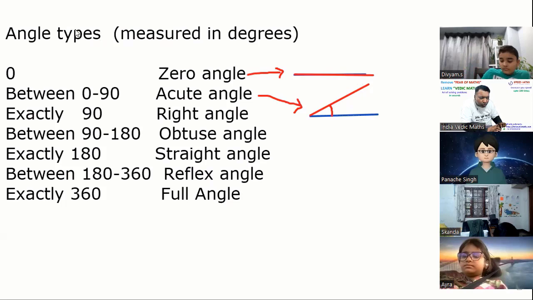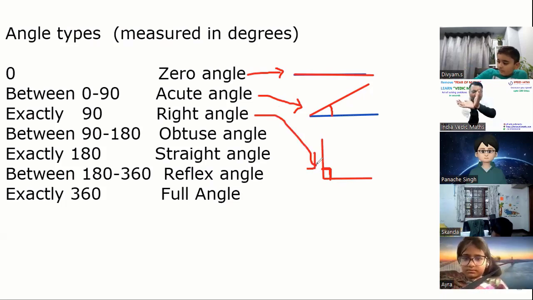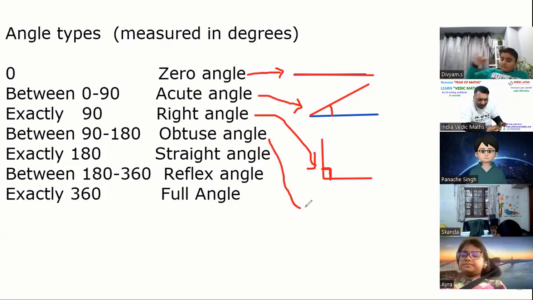Right angle, you all know, is when it is exactly vertical and horizontal. It is not necessary that it will be vertical and horizontal, but the angle is 90 degrees when one is horizontal and one is vertical, or you move it, always perpendicular to each other. Those are right angles.